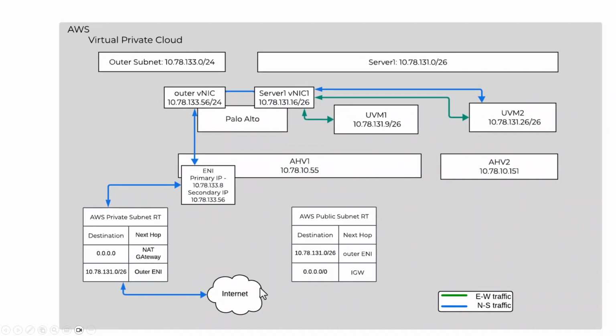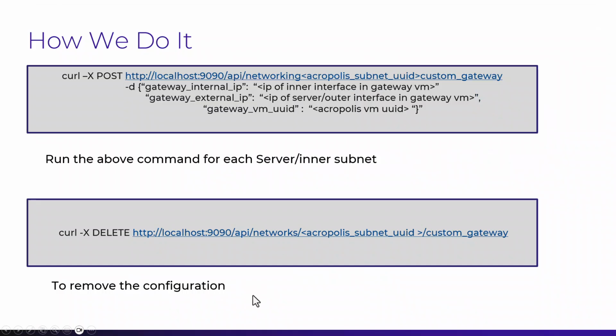So now if we take a look at the command, this command will be run on the CVM of one of your nodes in the cluster. The Acropolis subnet UID is that of the server subnet. Then the inside and outside IPs of the Palo Alto, so 16 and 56 in this demo. And if you want to remove the configuration, you can run a delete command and everything will be reverted. The ENIs that get created will be removed and you'll be back sending traffic to the AWS .1 default subnet. So let's hop into the demo.